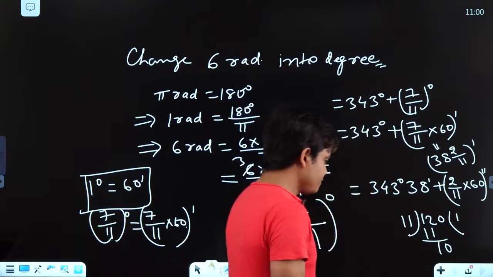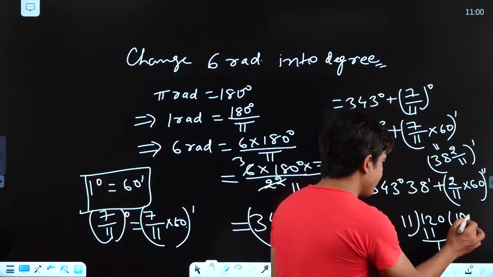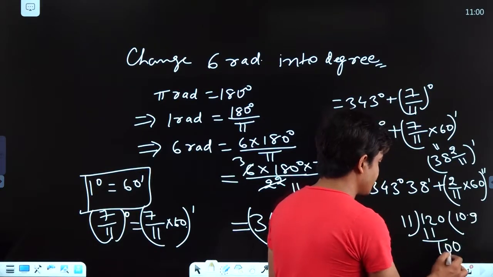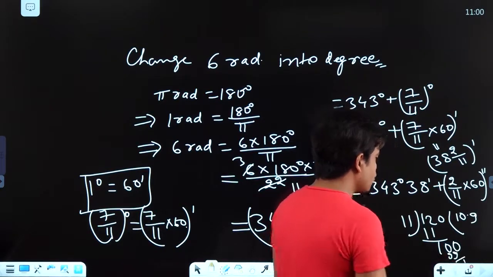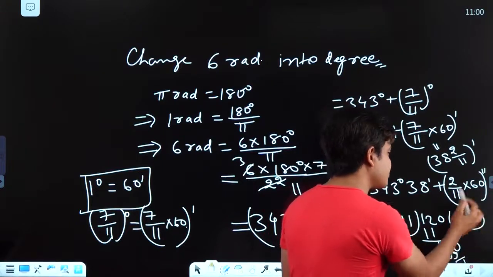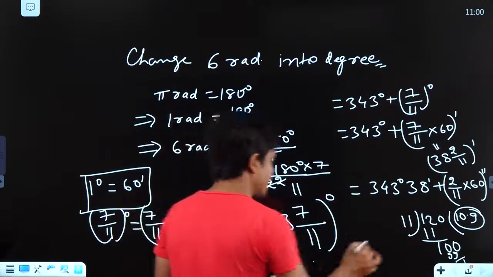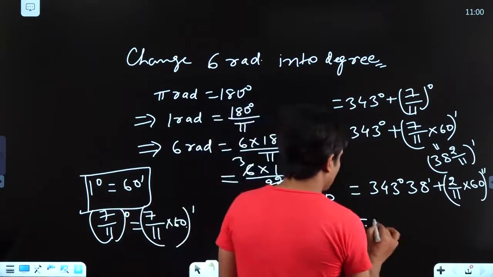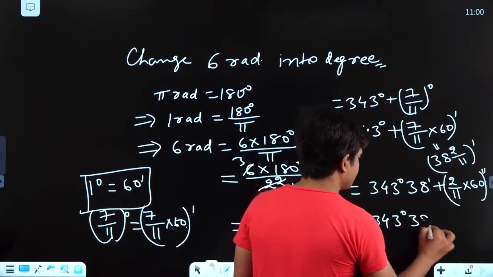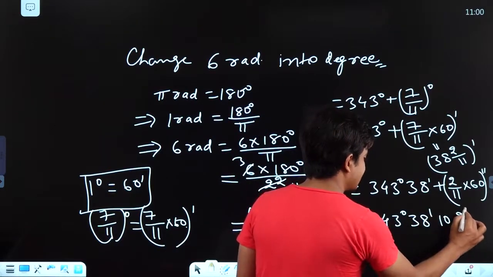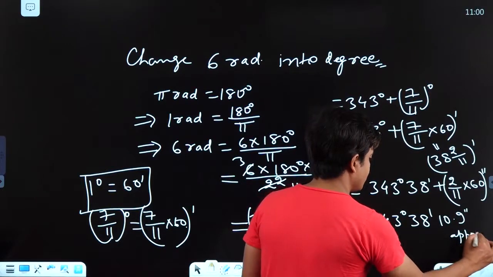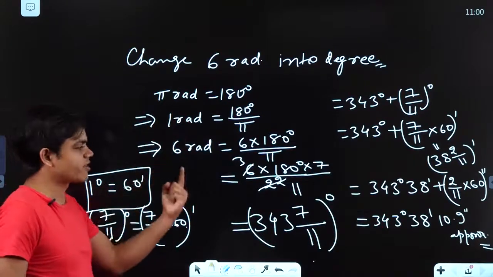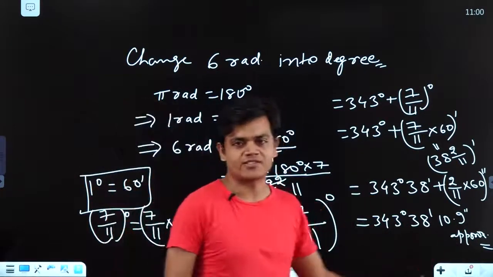And now we can take the decimal over there and 9. So approximately we can say it as 10.9 seconds. Okay, so what shall we write over here? Certainly we can write 343 degrees, 38 minutes and 10.9 seconds approximately. All right, so this is the change of 6 radian in terms of degrees, minutes and seconds.